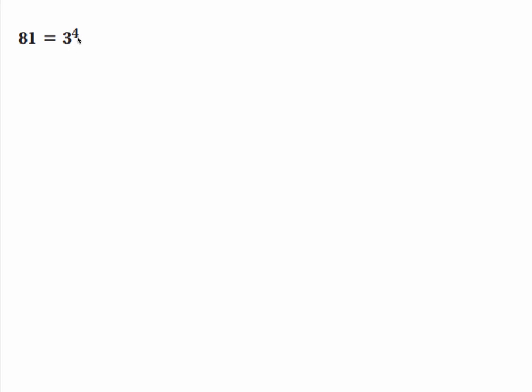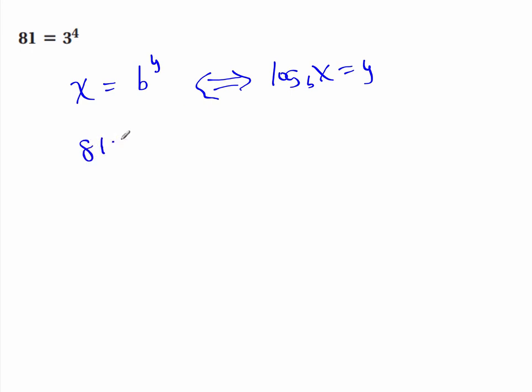Let's try another one. 81 is 3 to the 4th. All right, so x is equal to b to the y if and only if log base b of x is equal to y. So 81 is 3 to the 4th if and only if log base 3 of 81 is equal to 4.